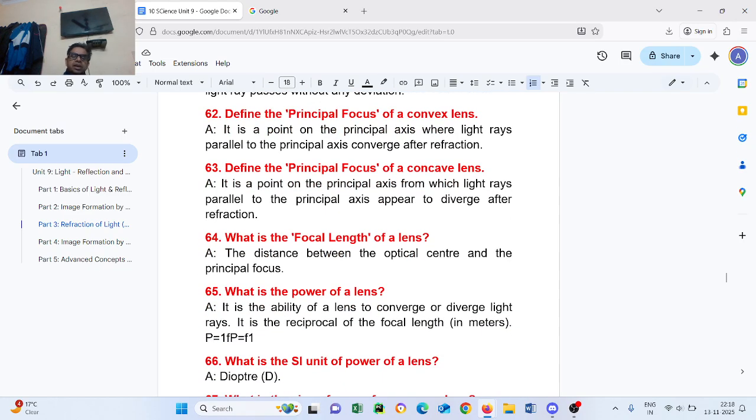Question number 64. What is the focal length of a lens? The distance between the optical center and the principal focus.